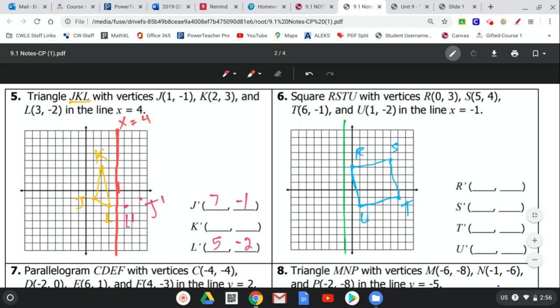All right, and then lastly, we're looking for K prime. So K is 2 units away from the line x equals 4, so we're going to go 2 units in the opposite direction, so it's going to be K prime. Now we connect all these coordinates. That gives us our triangle, and also if you look at it, it looks like it's a mirror image. It looks like it's been reflected, okay?